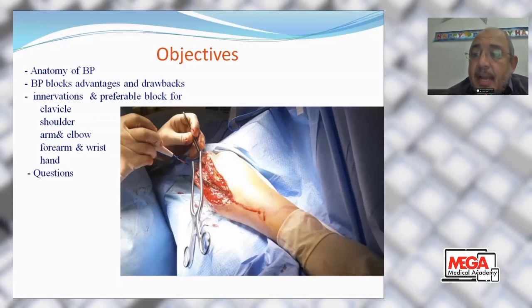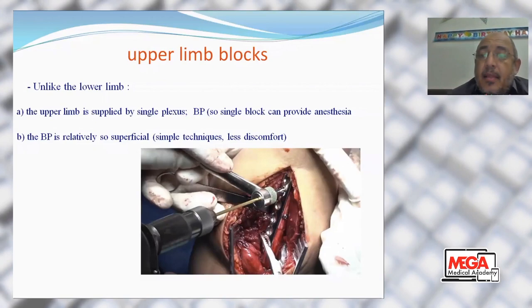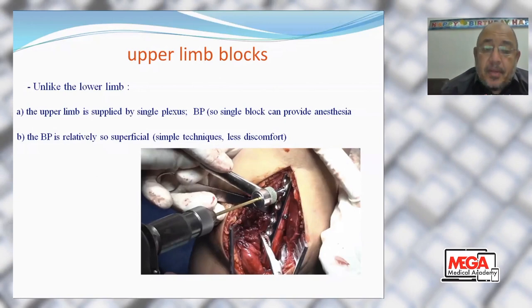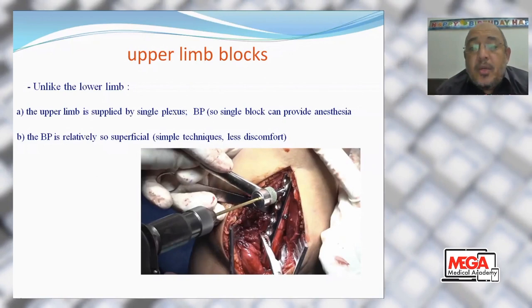In the upper limb, thanks to Allah subhanahu wa ta'ala, the upper limb is supplied by one plexus, not like the lower limb, which is supplied by two plexuses. So a single injection is enough to provide anesthesia to the patient. This plexus, of course, is the brachial plexus. Thanks to Allah also, the brachial plexus is a superficial plexus. So usually all upper limb blocks are simple and easy and cause less discomfort to the patient.